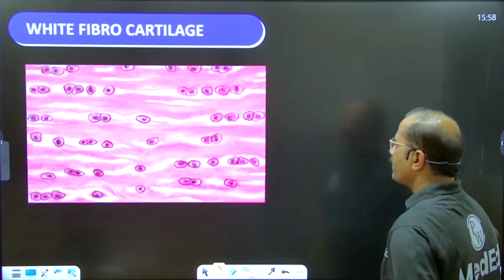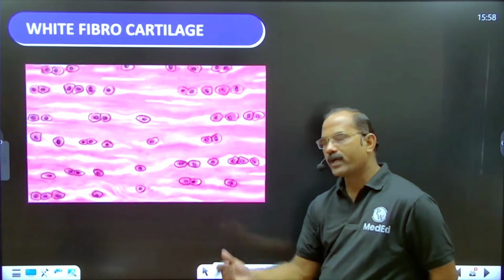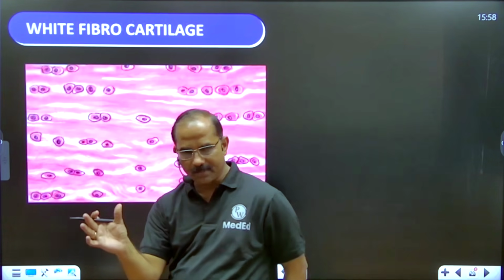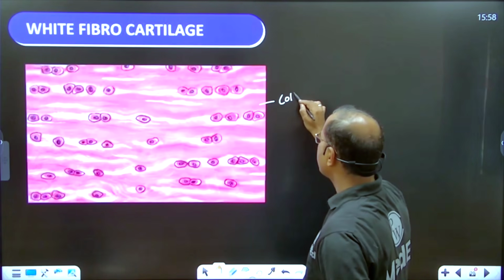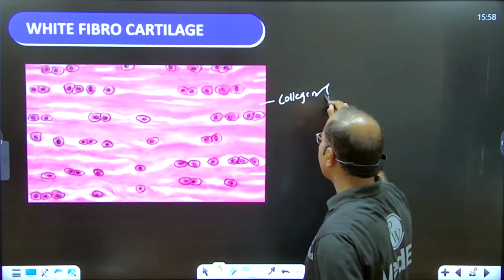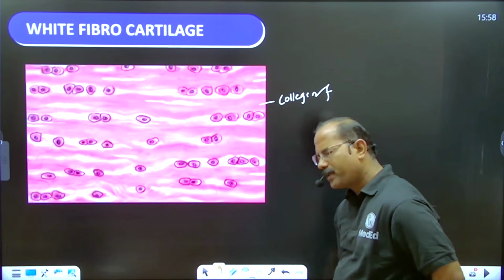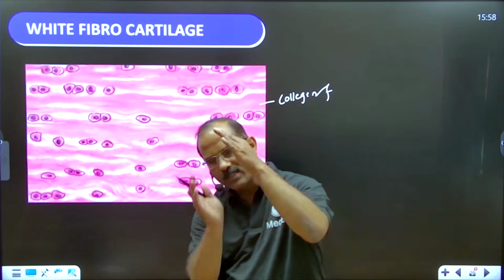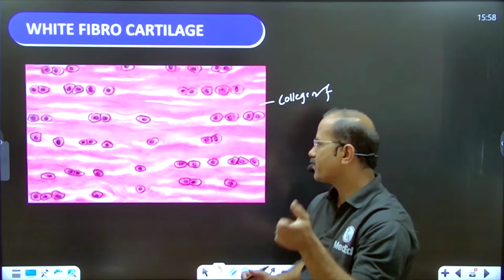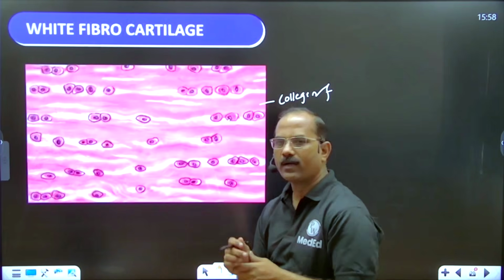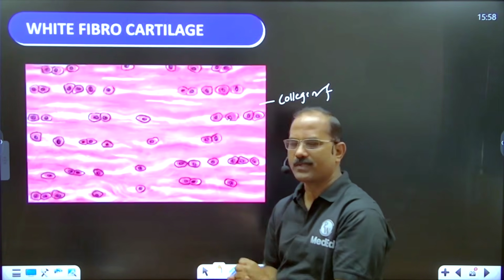And the third type of cartilage is white fibrocartilage. Now, in white fibrocartilage, perichondrium is absent, and plenty of collagen fibers are present. Because of plenty of collagen fibers, the chondrocytes become very small in size. You get the smallest size of chondrocytes in white fibrocartilage.